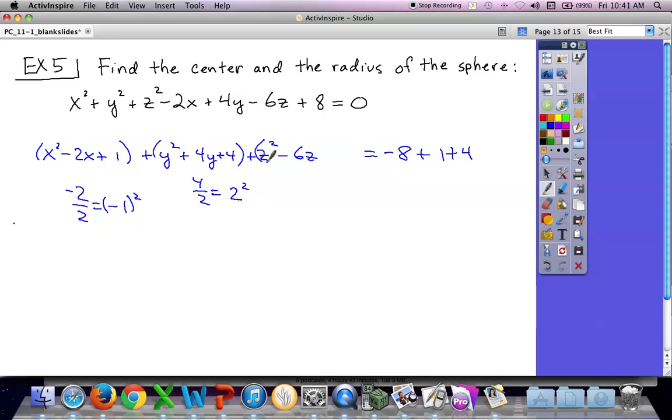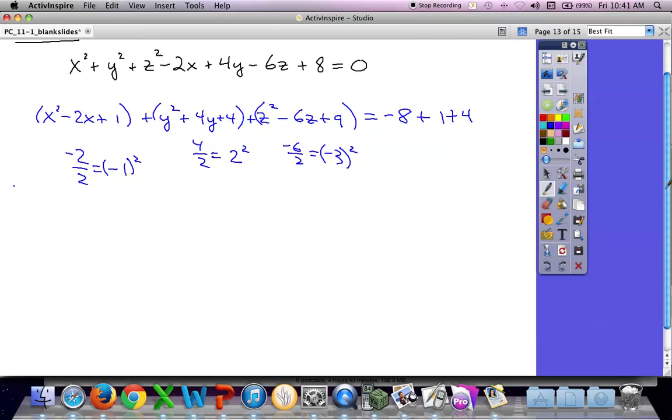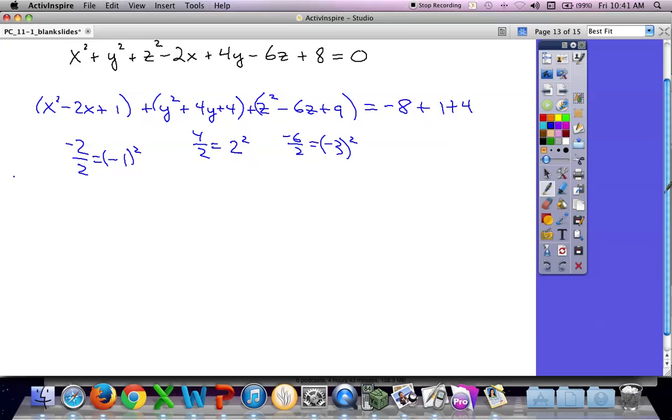And finally, what am I going to add to complete the square on the z's? Negative 6 divided by 2 is negative 3. Negative 3 squared is 9. Okay. And then I still have to add the 9 over here. So now let's write this.